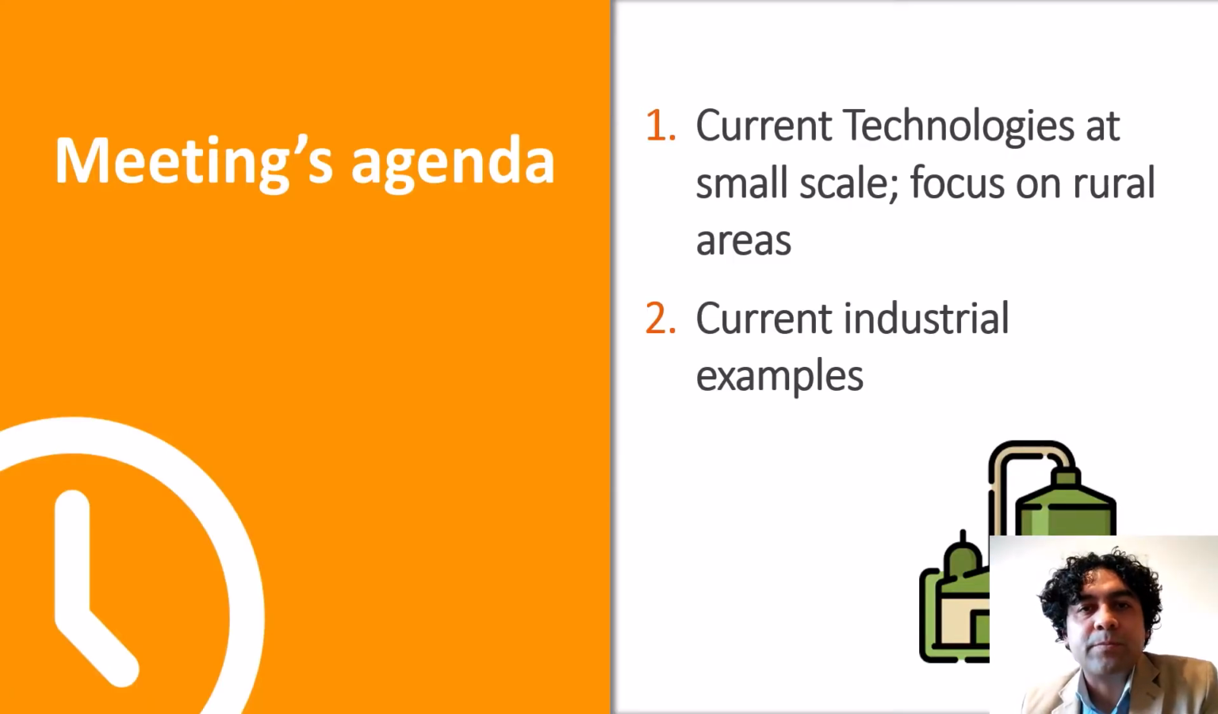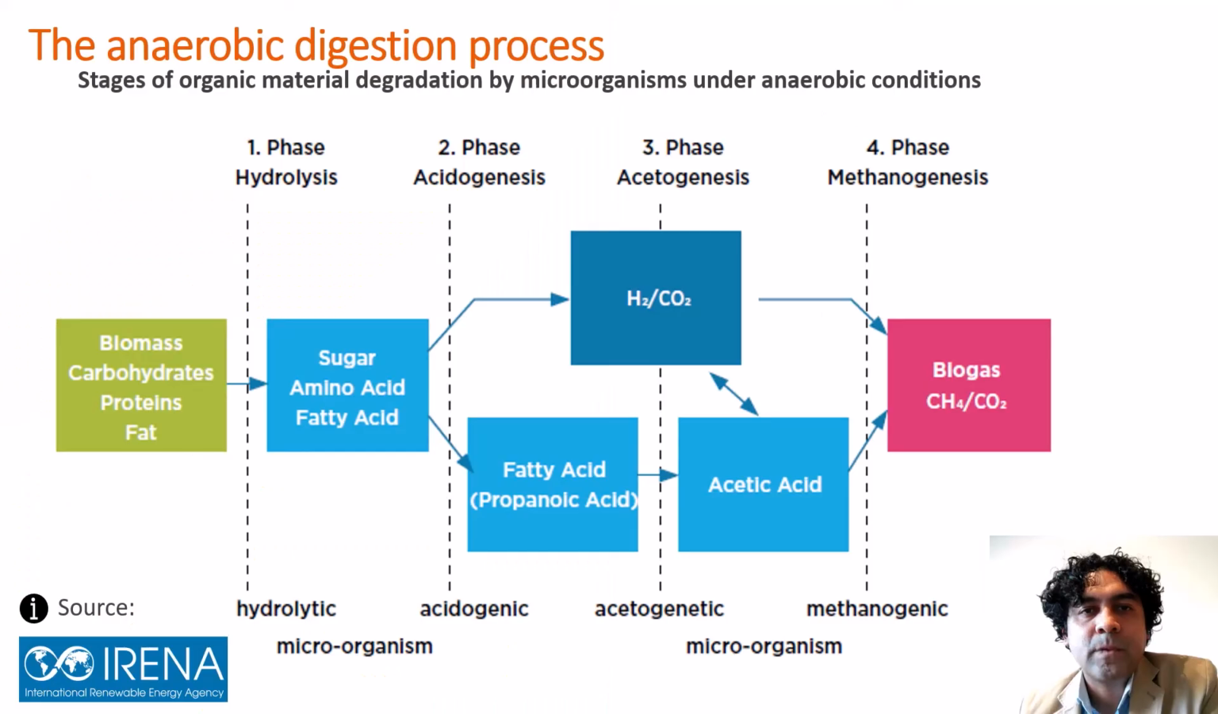We'll be reviewing the production of biogas from two major perspectives. First, current technologies at small scale, focus on rural areas and current industrial examples. By which technology can biogas be produced?